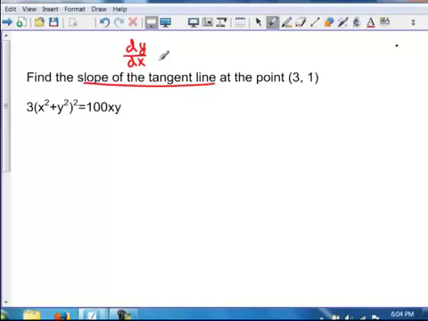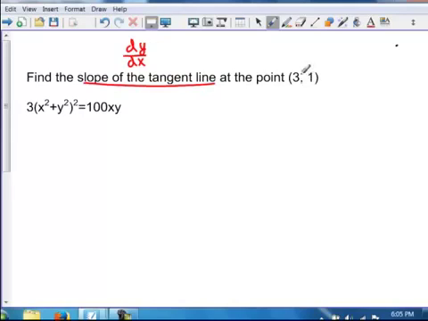So let's find the slope of the tangent line, and I just highlighted that the slope of the tangent line is dy/dx. The tiny change in y over the tiny change in x, as the limit goes to 0 of that little slope there.